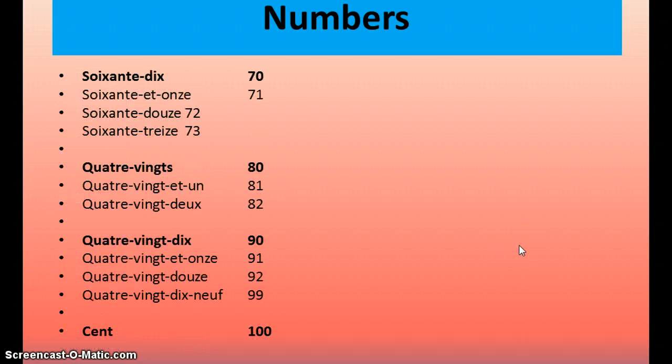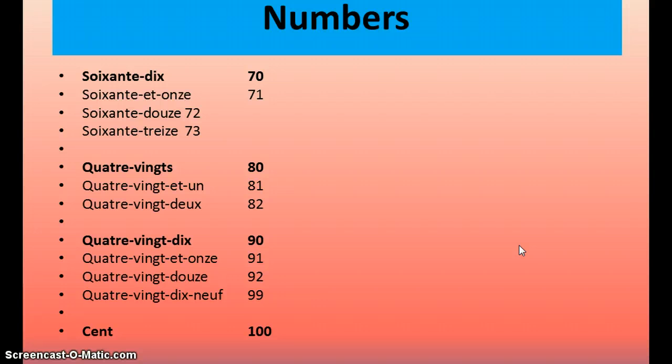Now, once you get above that, you see 70, there's no new number for 70. It's soixante-dix, 60-10. And instead of using the numbers 1 through 9 here, you will use the numbers 11 through 19. So 71 is soixante et onze, 60 and 11. 72 is soixante-douze, 60-12. 73, soixante-treize, and so on.